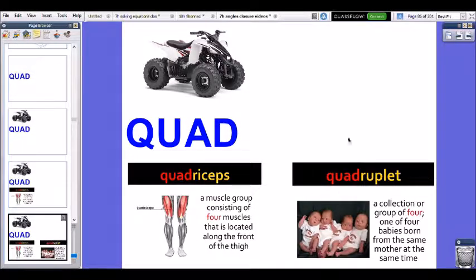If you have quadruplets, that's not twins, that's not triplets, that's having four babies at the same time from the same mother. It's very, very rare, but quadruplet means four babies being born.